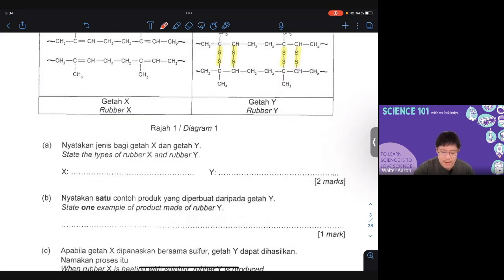So for A, right, they ask you to state the types of rubber X and Y. You can just put that X as unvulcanized rubber. And for Y, you can put that vulcanized rubber. So you get 2 marks over there.